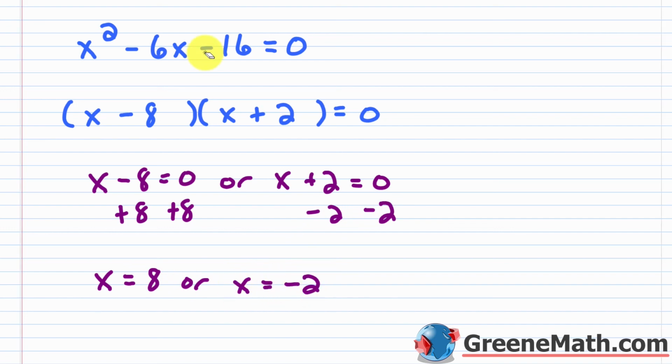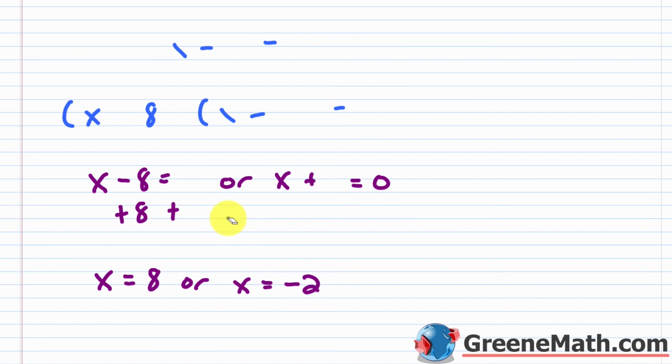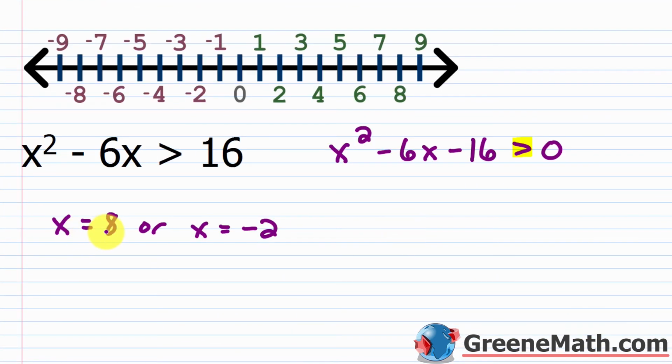So let's erase all of this. We don't need any of it anymore. We just need these solutions. So at x equals 8 or at x equals negative 2, we're basically saying the left side of this quadratic inequality is going to be 0. So here's 8 and here's negative 2. What I'm going to do is put a vertical line at each to separate the number line into intervals.